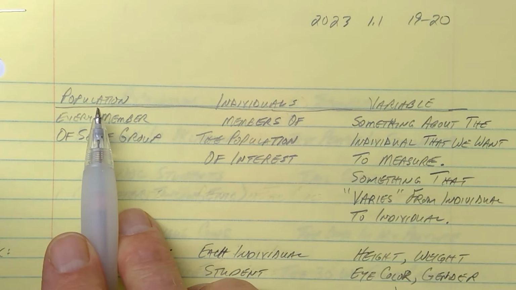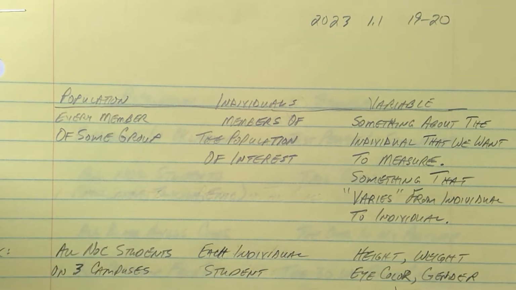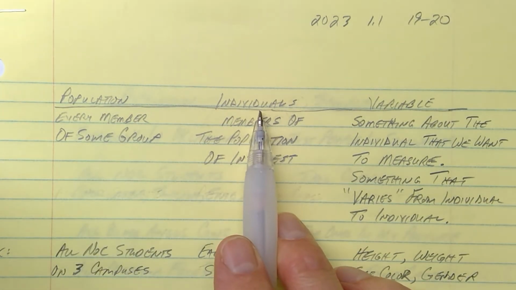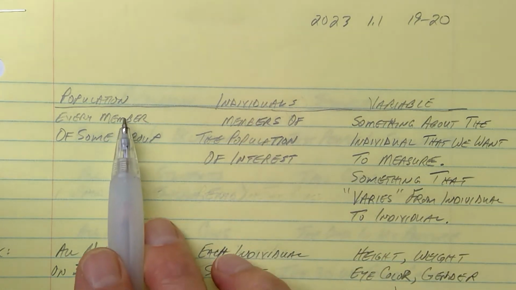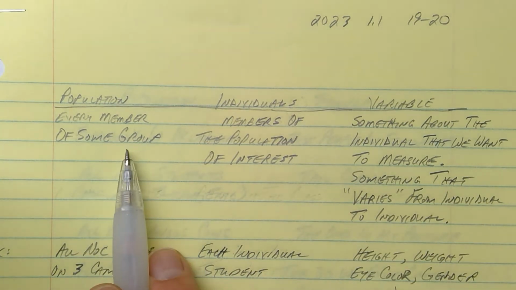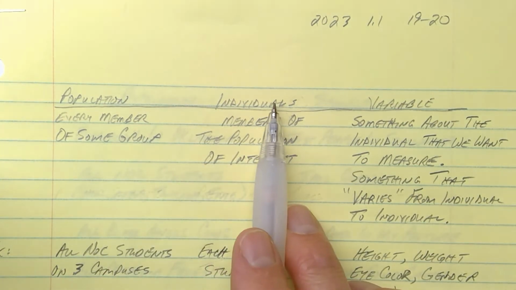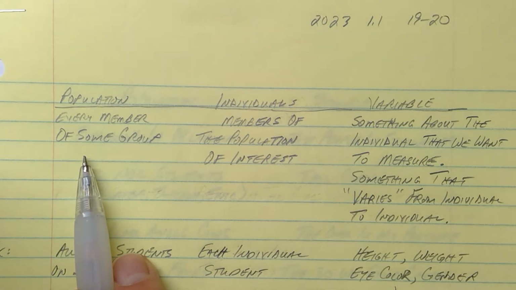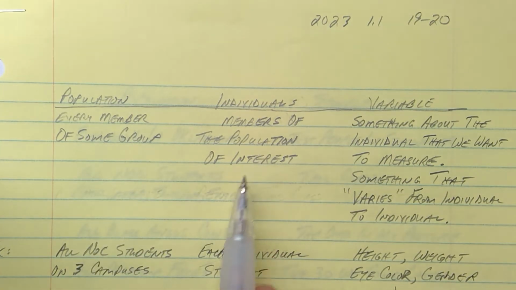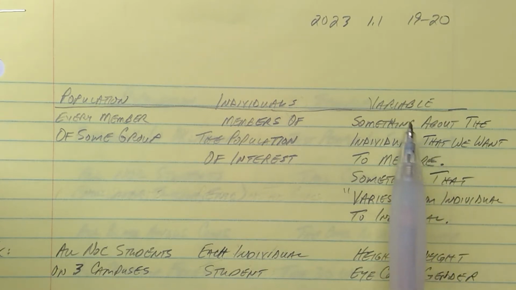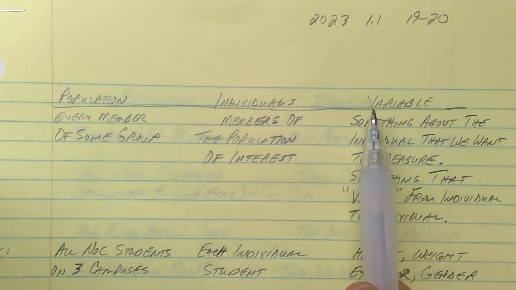For example, our population could be the United States of America, all right? And maybe we just want to measure Oklahomans. Out of all 50 states, we just want to measure Oklahomans. So the population is every member of some group, no matter how big you make that group. And individuals are just members of that population, members of the population of interest. So if we were talking about all three campuses again, maybe we'd be talking about individual students within that group, within that population.